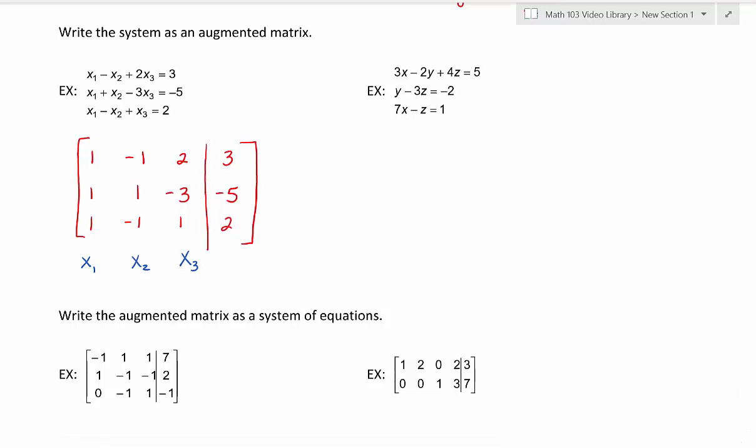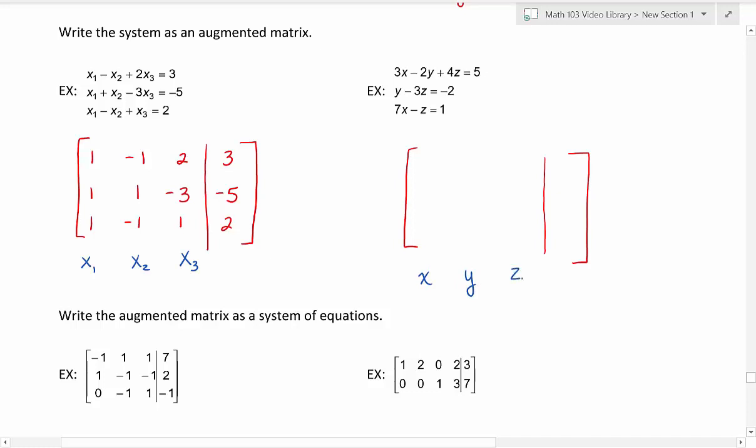Let's try the next one. Again, we have 3 equations, so I know that my augmented matrix is going to have 3 rows to it. My variables this time are x, y, and z. So the first column will be the coefficients of x, the second the coefficients of y, the third the coefficients of z. And we're just going to go straight across with our first equation. That's 3x minus 2y plus 4z is equal to 5.